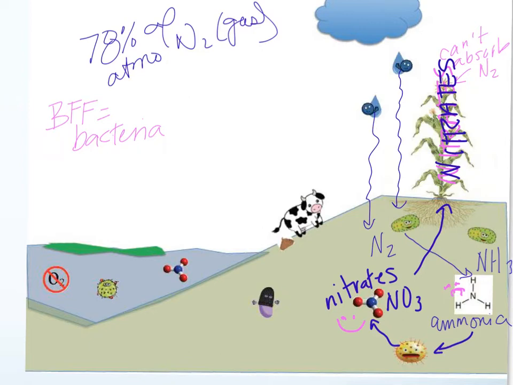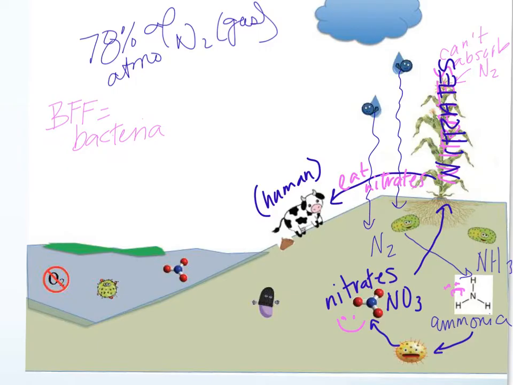So we're kind of like this cow right here. Cow or human, that's kind of like us, right? We have to get our nitrates another way. We have to eat them. So by consuming or eating those nitrates, that's how we get the food that we need.